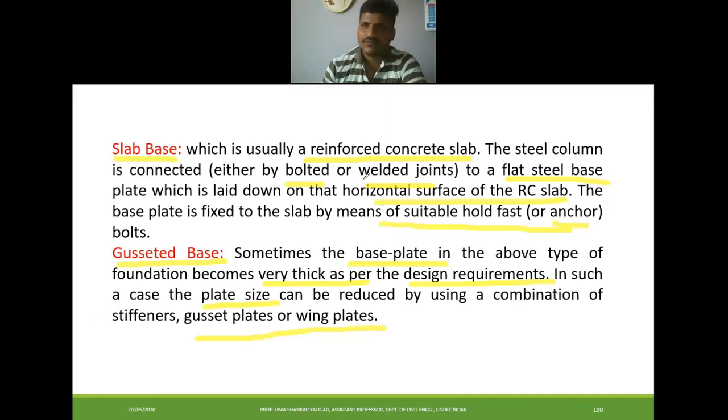With this, I can conclude that the slab base is used whenever the load is light. For light loads we can go for slab base, but whenever the load is heavy you can go for gusseted base. Normally up to 1500 kilonewton you can go for slab base, but if the load is more than 1500 kilonewton, then you can go for a gusseted base.